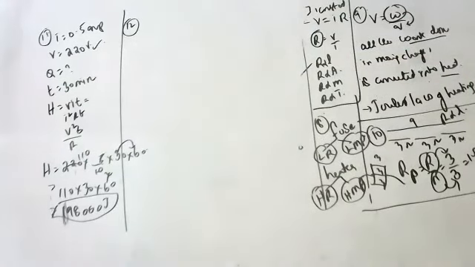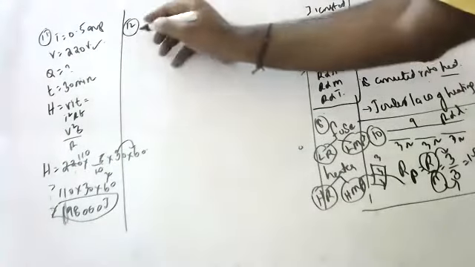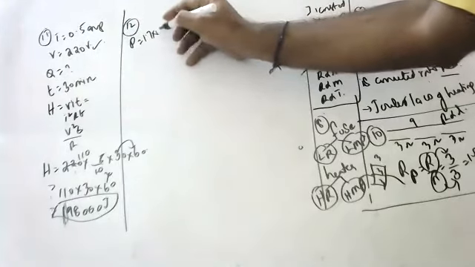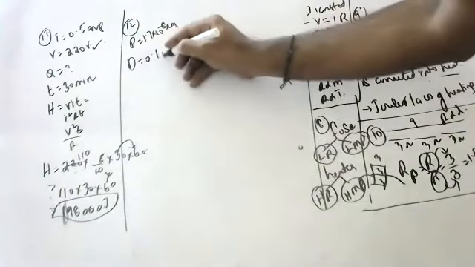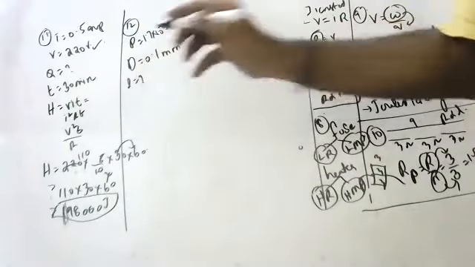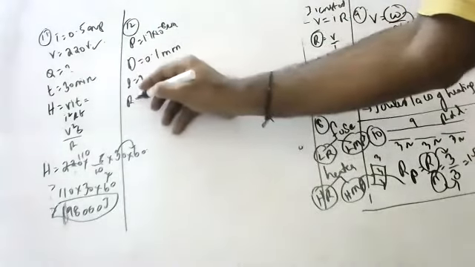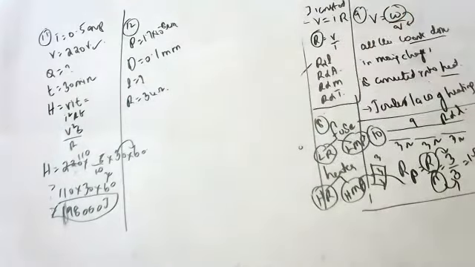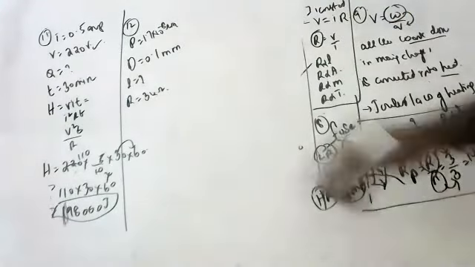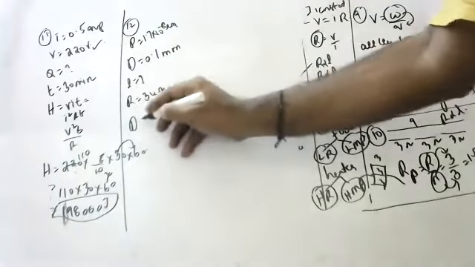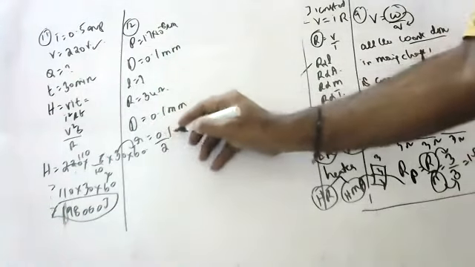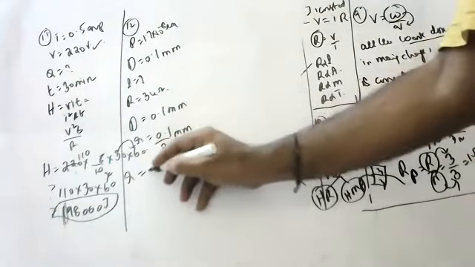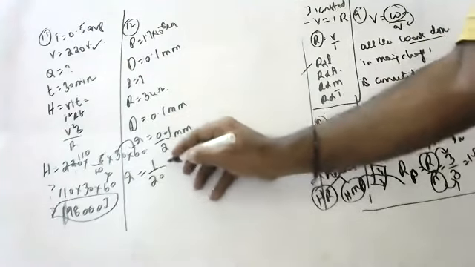12th question, children. The resistivity of the copper wire is 1.7 into 10 to the power of minus 8 ohm meter. What length of copper wire of diameter 0.1 mm should be taken so that its resistance becomes 34 ohms? Diameter is 0.1 mm, so radius will be how much, children? 0.1 by 2, so radius is 0.05 mm.